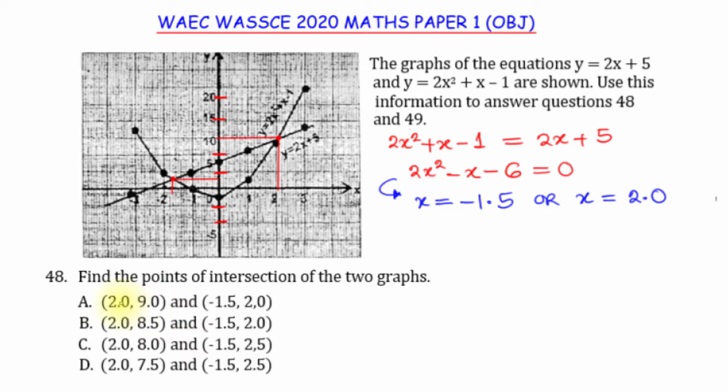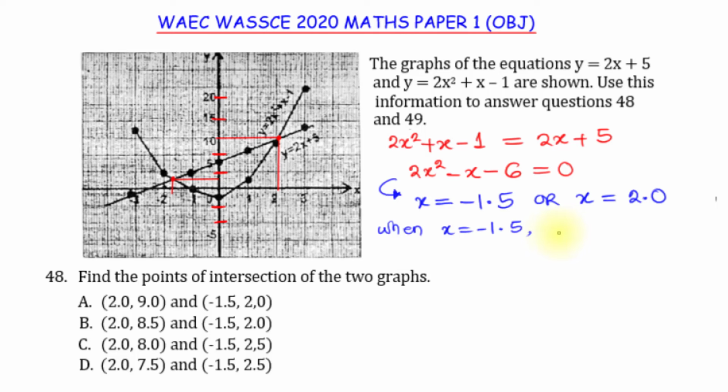We are seeing that 2 is common to all of the options. Minus 1.5 is common to all of the options. So the bone of contention is not with x, it is y that we need to clarify. So in the first case, when x is minus 1.5, what's going to be our y?